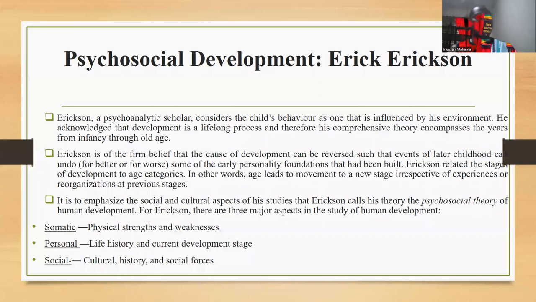And each one has a meaning. With the social, it's about the cultural, historical, and environmental factors that influence our growth and development. With the personal, it's your individualized convictions, your current development and history in your own life. And somatic is your physical appearance, strengths, and weaknesses.